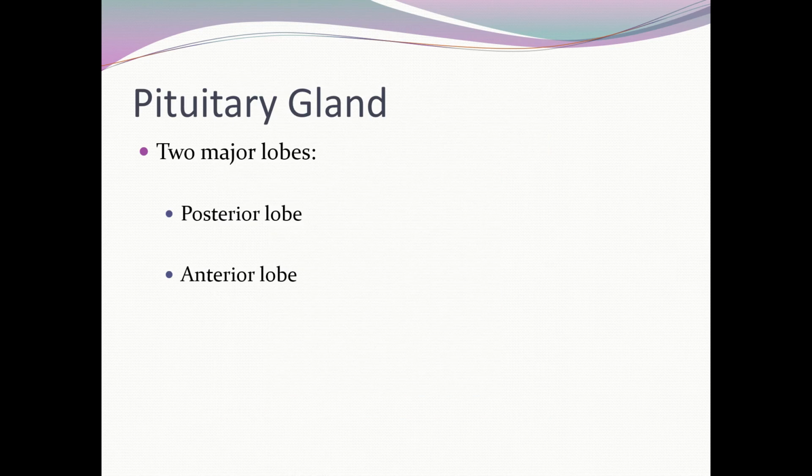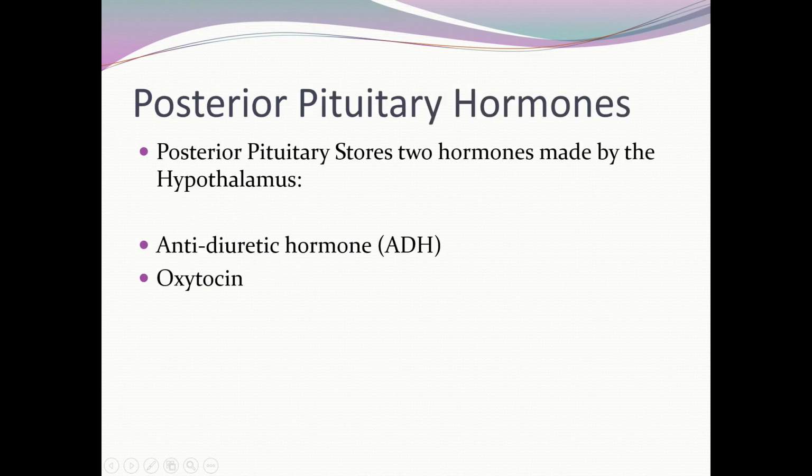So let's look at the pituitary gland in a little more detail. The two major lobes are the posterior lobe and the anterior lobe. The posterior pituitary stores those two hormones mentioned previously, the antidiuretic hormone and the oxytocin. Note that the antidiuretic hormone and the oxytocin are both made by the hypothalamus.